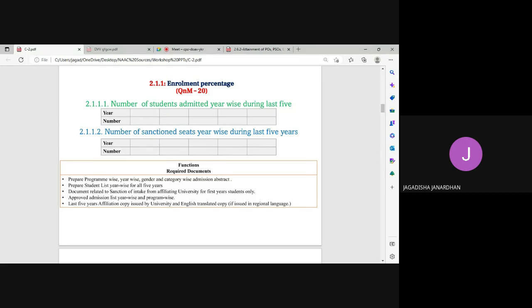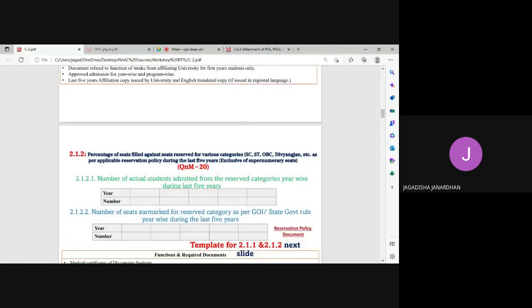For what purpose am I telling this? It is for the purpose of getting a good CGPA in this metric 2.1.1. The enrollment percentage is computed on the basis of first year students actually admitted divided by the sanctioned seats. So if you have sanctioned seats of 3,000 and only 1,000 admissions for first year, then the percentage will drop to 33.33%. So it is not a good score for the first question. For this purpose, the further details will be asked in this manner.